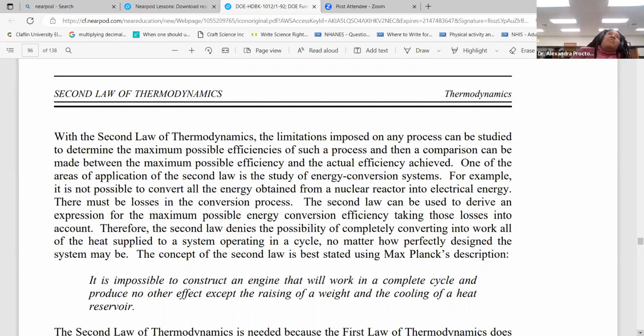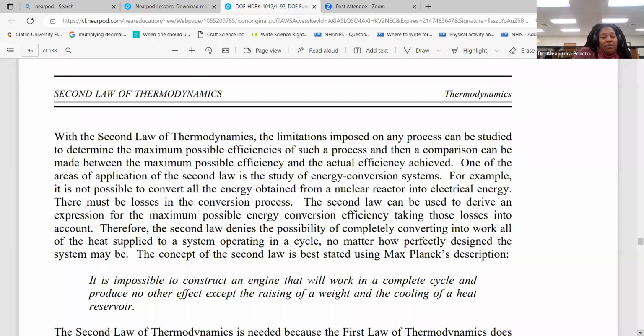And this goes back to even when I start talking about fuel efficiency in a car. Okay, it's just not possible to get all of it to be used to convert it into work, or 100% of it converted. So the second law is used to derive an expression for the maximum possible energy conversion efficiency, taking those losses into consideration or account. Therefore, the second law denies the possibility of completely converting into work all the heat supplied to a system operating in a cycle, no matter how perfectly designed the system may be.